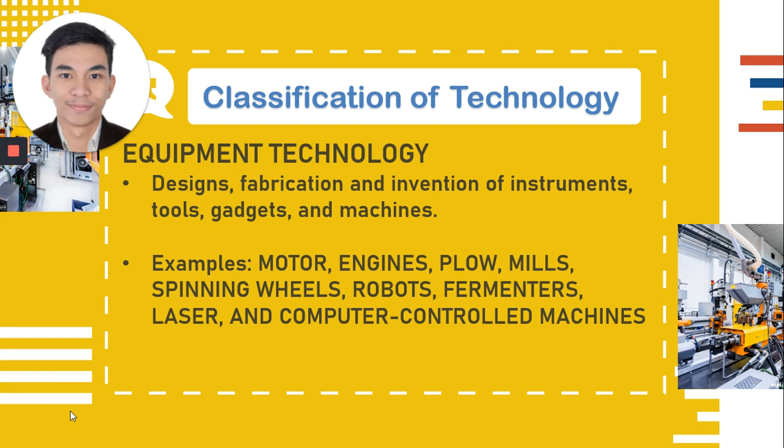Okay? So, kumbaga, yung mga motors, engine, plows, yan yung mga dati sa Industrial Revolution. Yung mga spinning wheels, spinning jenny, yan yung mga ginagamit para makapag-fabricate ng clothes. Yung motors, engines, di ba? For ano yan? For creation of vehicles. So yung mga robots, 'di ba, commonly sa mga modern factories, robots ang ginagamit nila in creating gadgets and machines. Okay? So that is all about equipment technology, creation of equipments.